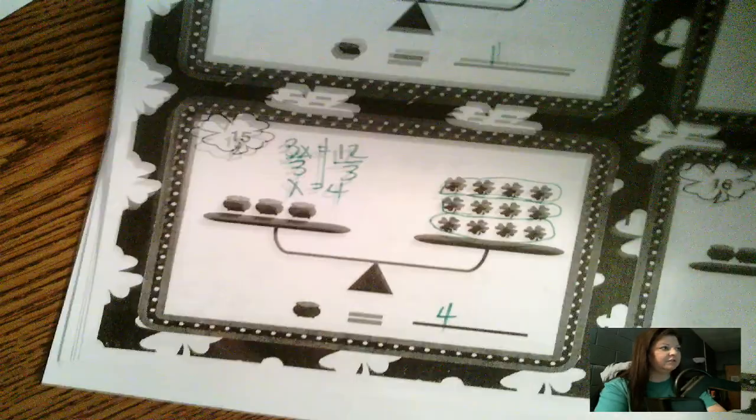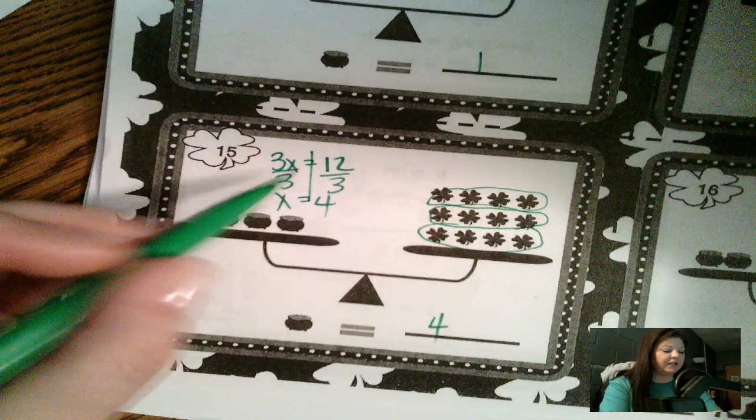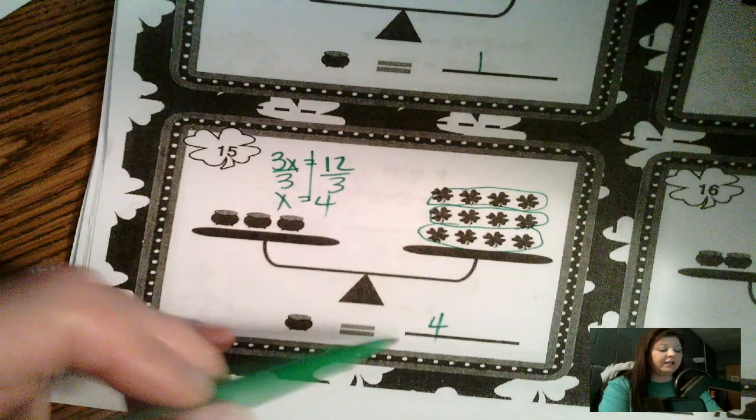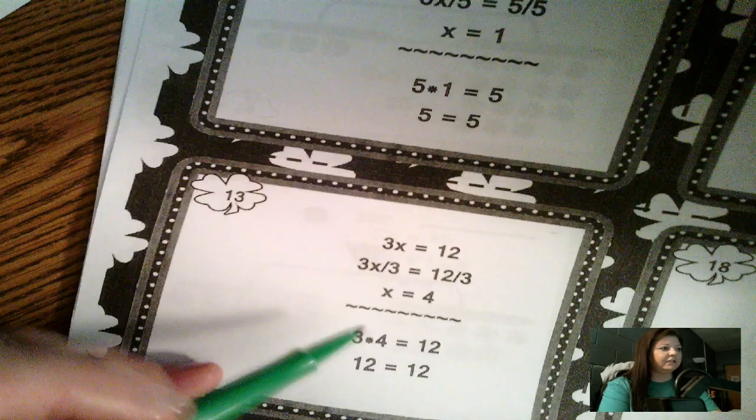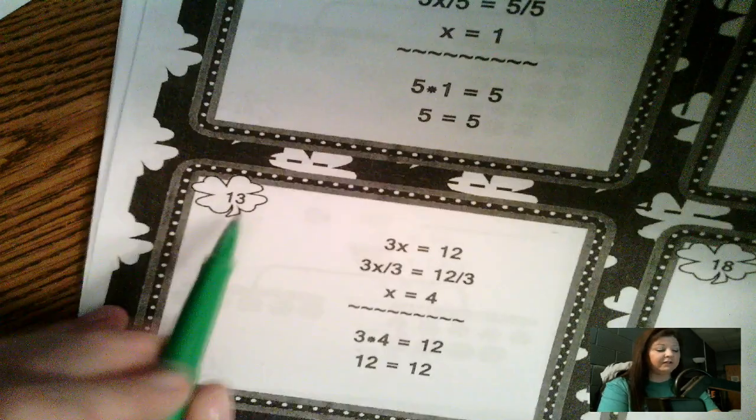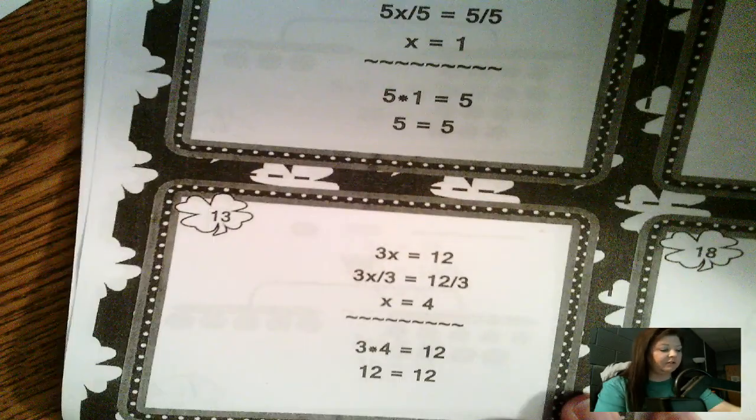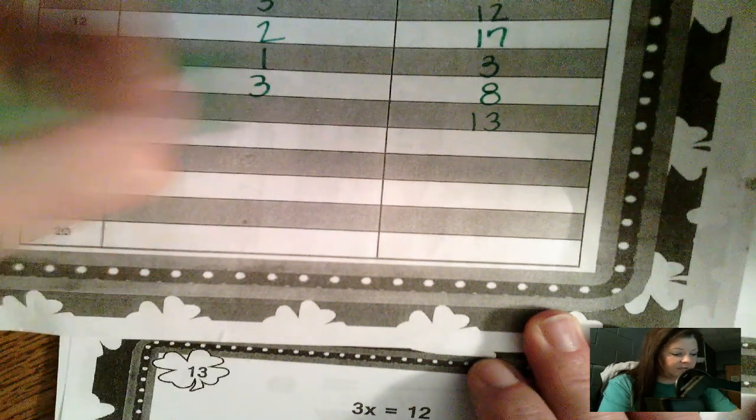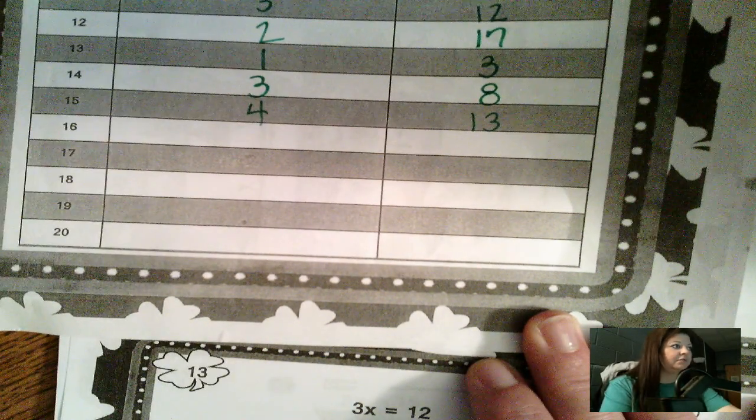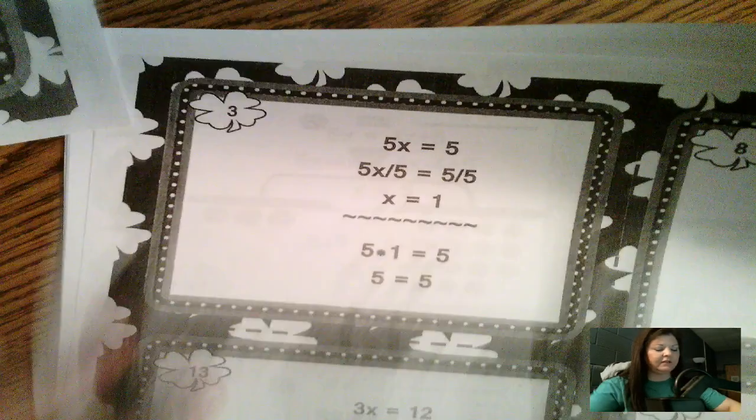Number 15, which is clever card 15, should look like 3x equals 12. And we have x equals 4, so 3x is equal to 12. And x does equal 4, and this is equation card 13. So take your solutions card and write solution card 13, and x is equal to 4. Okay. All right.